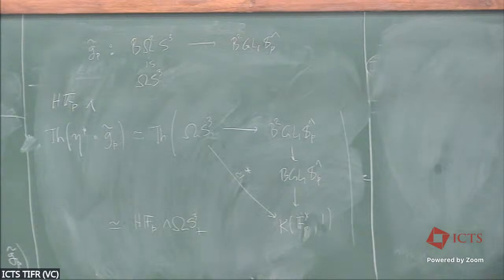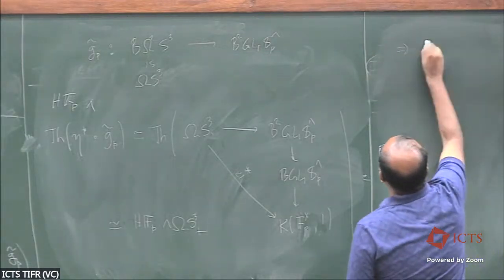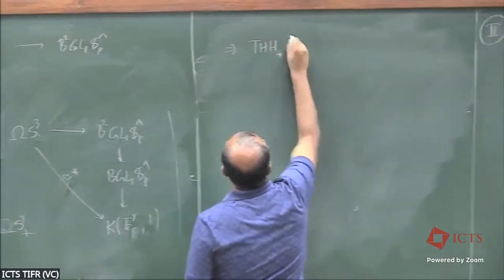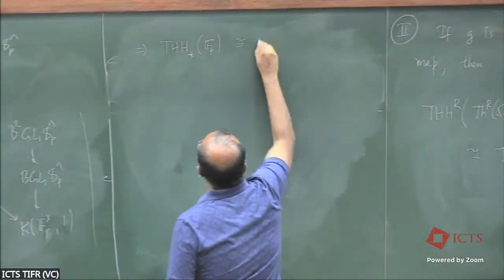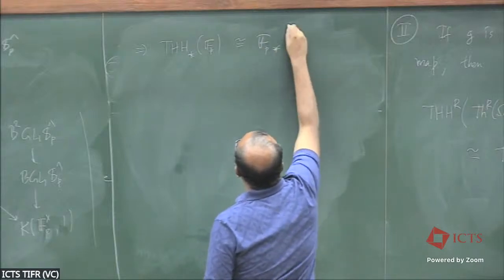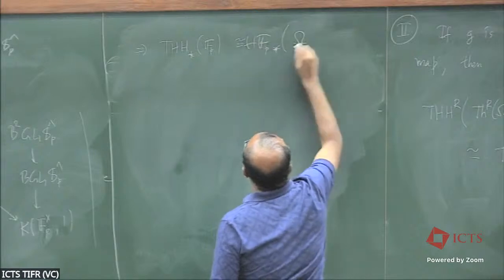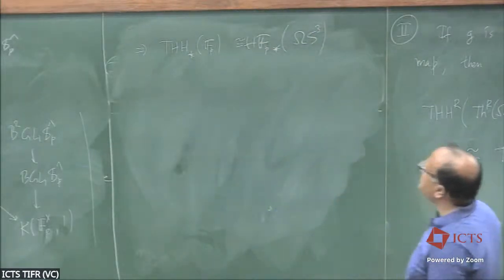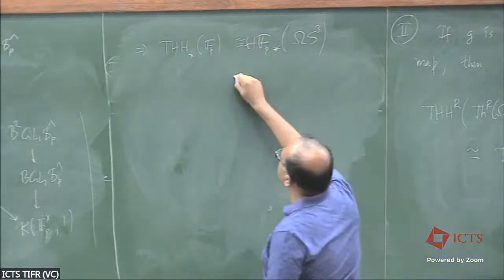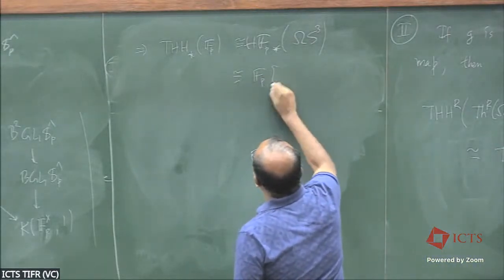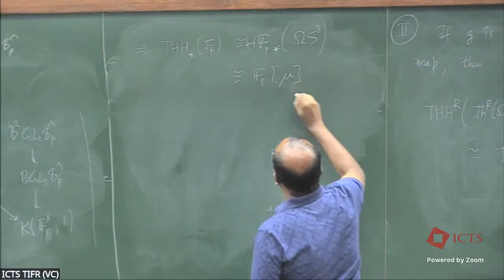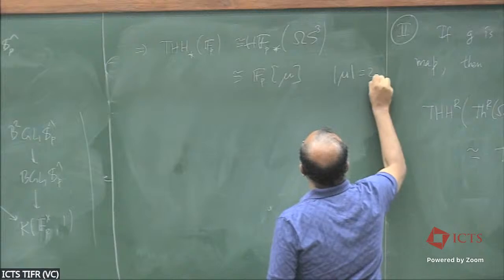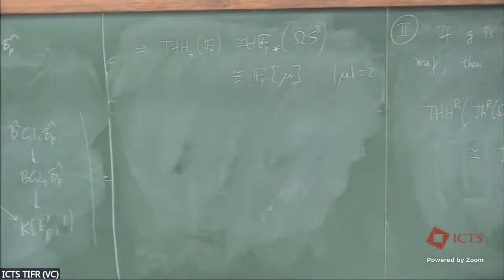So we get that THH star of Fp is isomorphic to Fp star omega HFP star omega S3, but HFP star omega S3 we know is Fp with some mu, with degree of mu being 2. Okay. So maybe in a second I will say what happens for Z, and then I will stop.